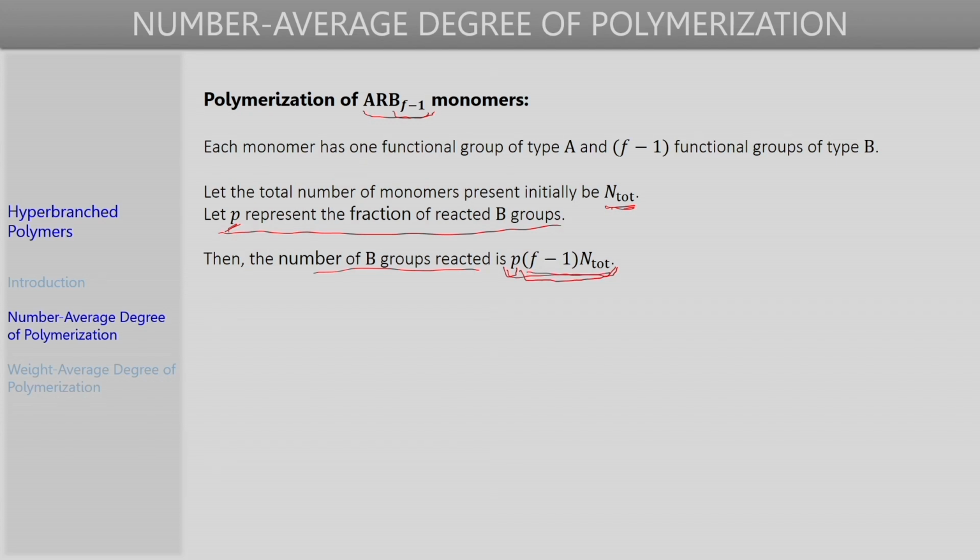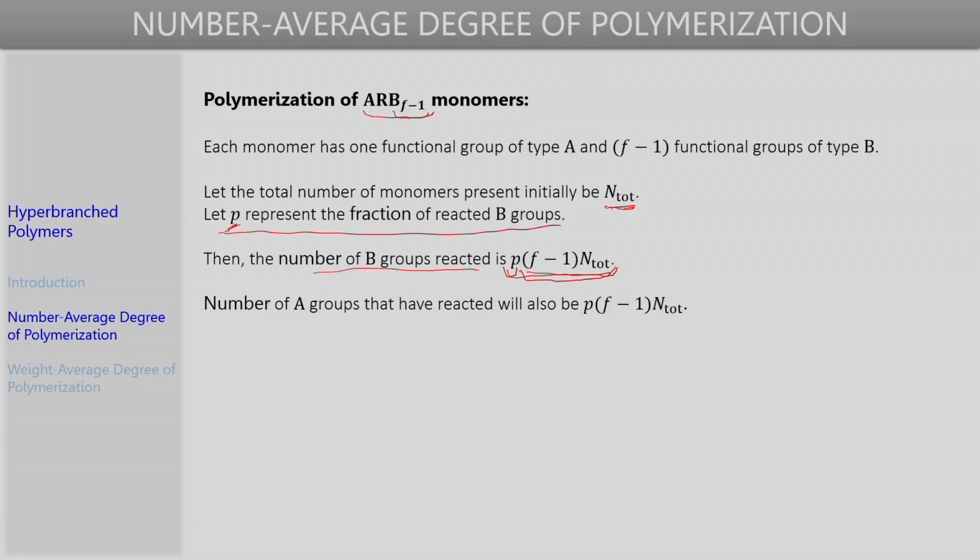And similarly, the number of groups of type B that have reacted will be equal to the number of groups of type A that have reacted, because any reaction basically takes place between a group of type A and a group of type B. So, the number of groups of each type that have reacted at a certain point will be equal. So, that is why the number of groups of type A that have reacted at this point, where the fraction of B groups reacted is P, will also be the same as what we have here, and that will also be P times F minus 1 times n tot.